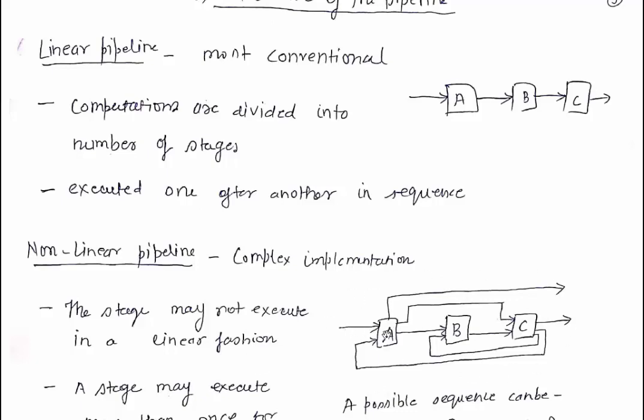So here also there are three stages. You are feeding the input from here. The output may come directly, or A's output can be fed to C's input. C's output can be fed to B's input. C can also output here. C's output can also be fed as an input to A, and A's output can also be fed as an input to C.